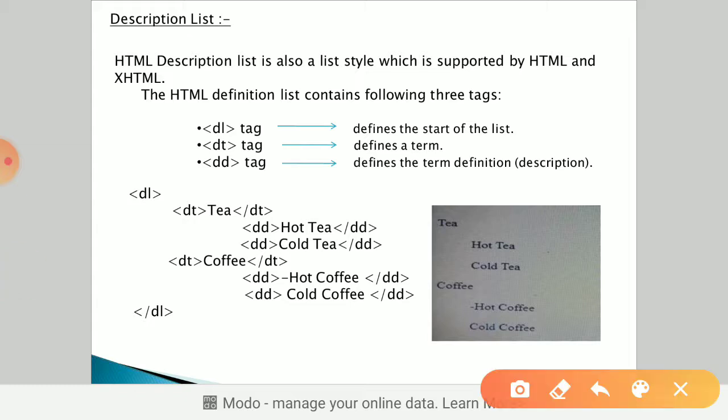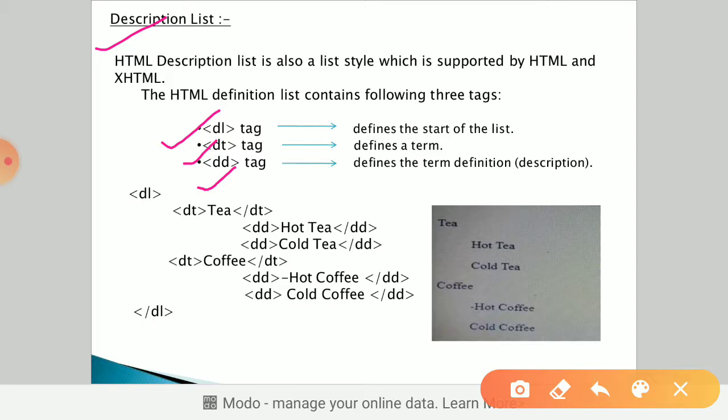Now description list. What is a description list? An HTML description list is also a list style which is supported by HTML and XHTML. The HTML definition list contains the following three tags: DL tag, DT tag, and DD tag. The DL tag is used to define the start of the list, the DT tag defines only a term, and in the last, the DD tag defines the description of the term.